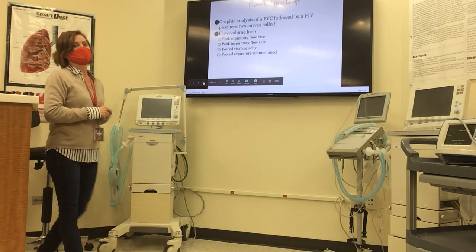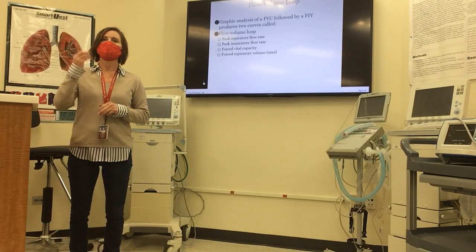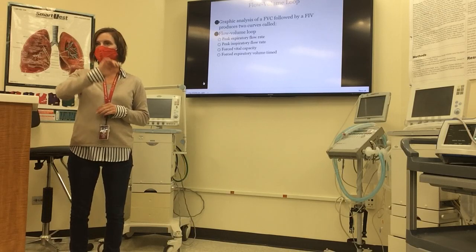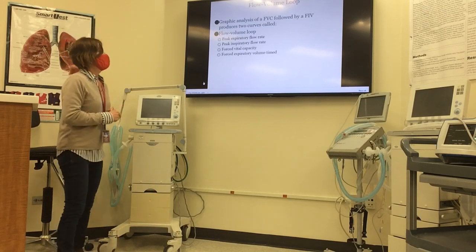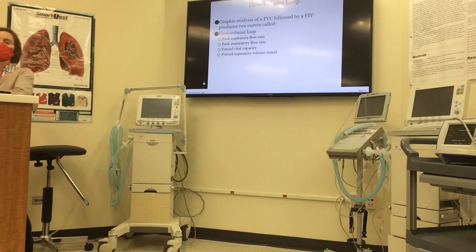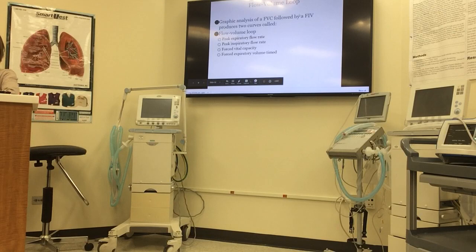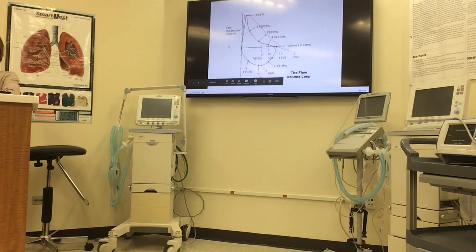From that, we're going to look at your flow volume loop. When we do that forced vital capacity, it's going to create a loop on our spirometer. That is just a graphical analysis of the forced vital capacity followed by a forced inspiratory volume, and that produces the curves. That's the flow volume loop. Okay, this is what a flow volume loop would look like. Here would be the exhalation, so this stands for peak expiratory flow rate. That's the maximum amount of flow up here. And you should have patients breathe out until approximately 6 seconds.